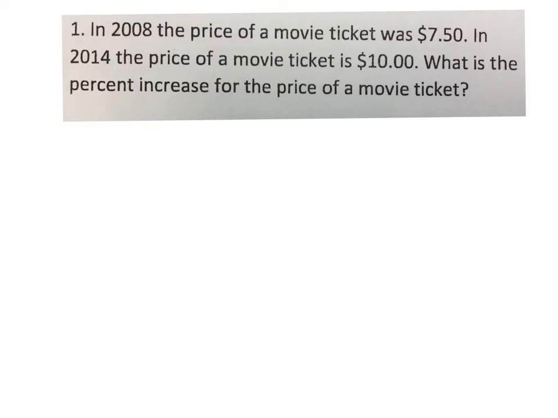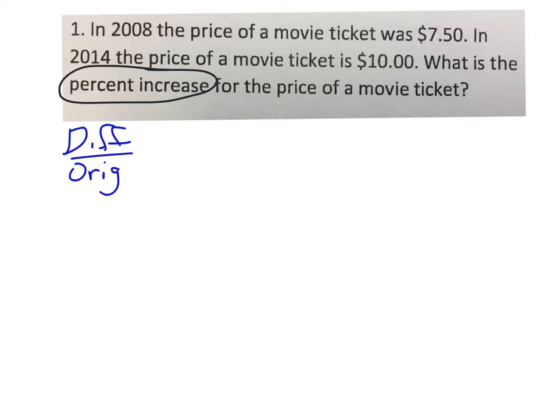Okay, read carefully. In 2008, the price of the ticket is $7.50. But later on, in 2014, the price of the ticket is $10. What is the percent increase? So we see that word. That is the terminology that identifies our difference over original. So let's write it out and set it up. Difference over original. And that's percent increase, that terminology.